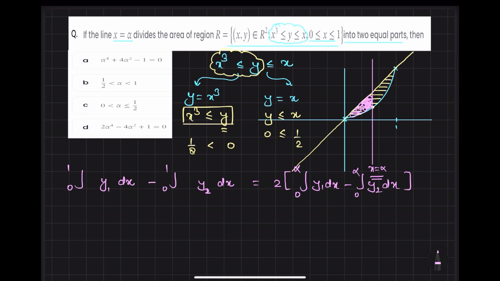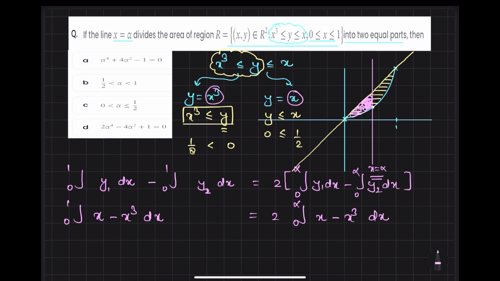Okay, now as you know that the limit is the same, you can club these two integrations, 0 to 1 of y1 minus y2. So who is y1? Y1 is x. Who is y2? Y2 is x cube, means the blue curve. X cube dx is equal to 2 times integration from 0 to alpha. The same thing will be happening over here, x minus x cube dx.